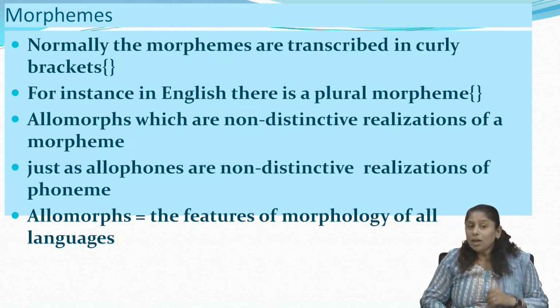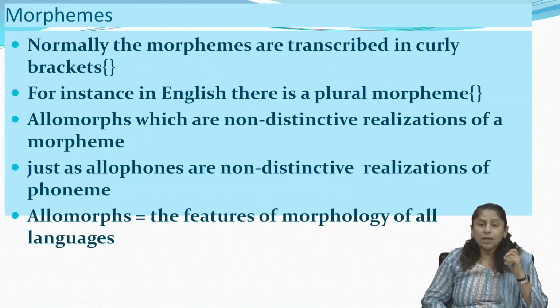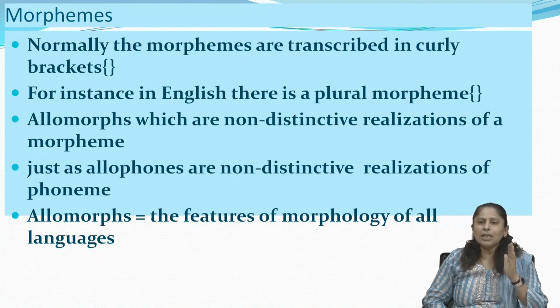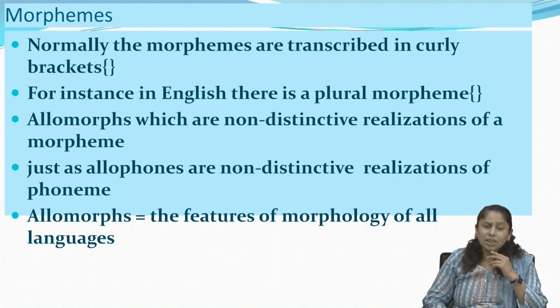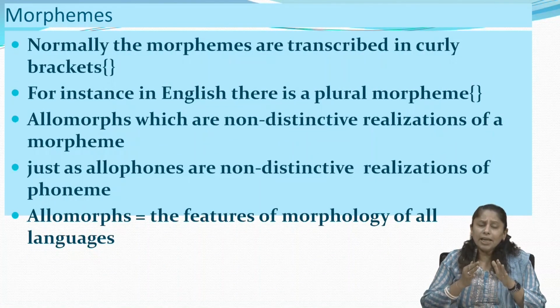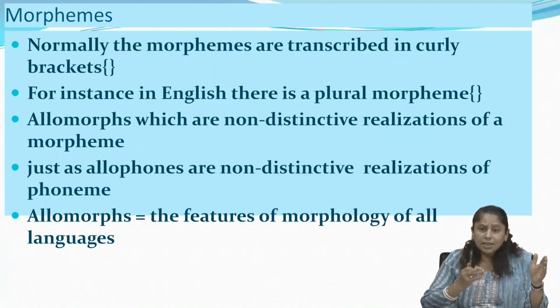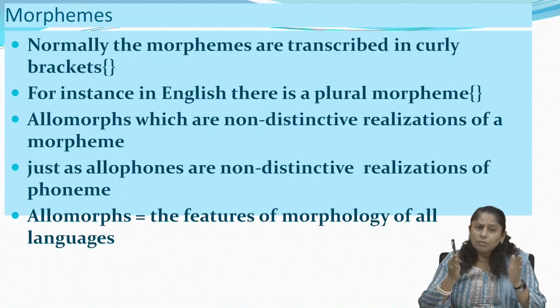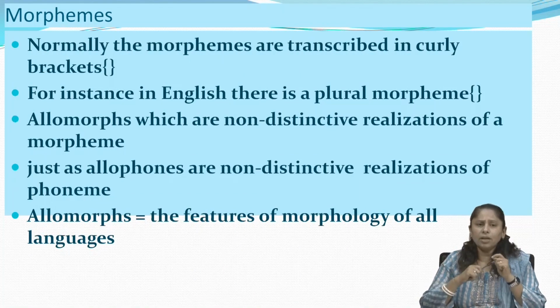Now look, there is another word, allomorphs. It may come under the multiple choice based questions also. Allomorphs are non-distinctive realizations of a morpheme. Look, what is non-distinctive realization? Non-distinctive in the sense that it is not changed or taken under another category, but it is merely a word which comes under the same category of morpheme.